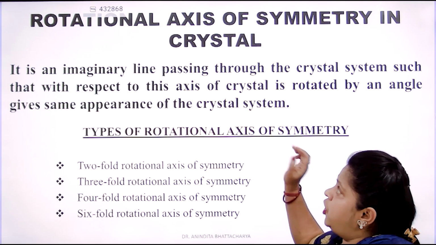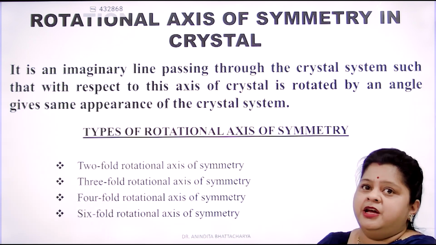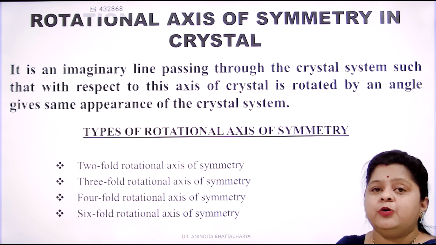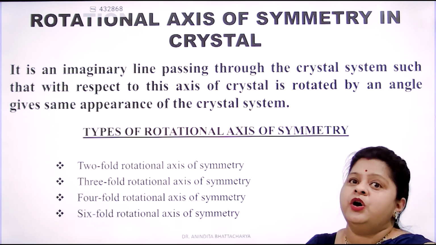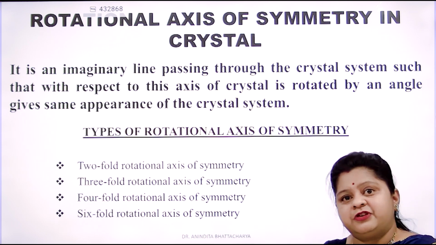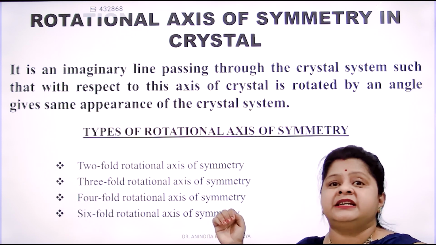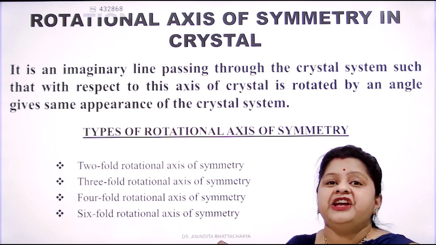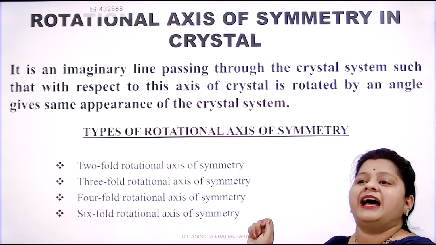Next is your rotational axis of symmetry. It is the line passing through the crystal along which, if we rotate it through a particular degree, it will give you an indistinguishable structure. So based on how many turns it will take to complete 360 degrees of rotation is your n-fold rotational axis.